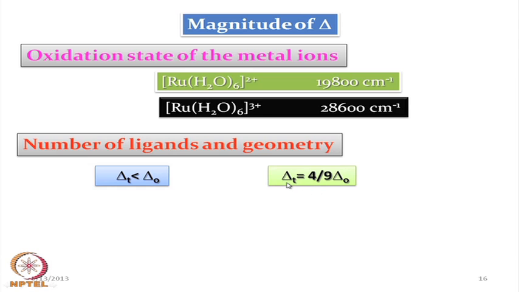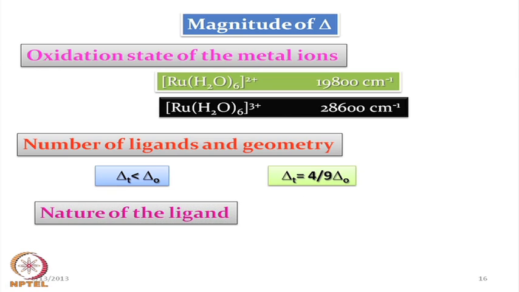And we have seen also that delta T is almost equal to 4/9 of delta O, and as a result we do not expect any low spin compound in tetrahedral geometry. So all the tetrahedral complexes in all the cases are high spin in nature, whether it is tetrachloroferrous ion or tetrachloro or hexachloro nickel ion, all will be in the high spin geometry.